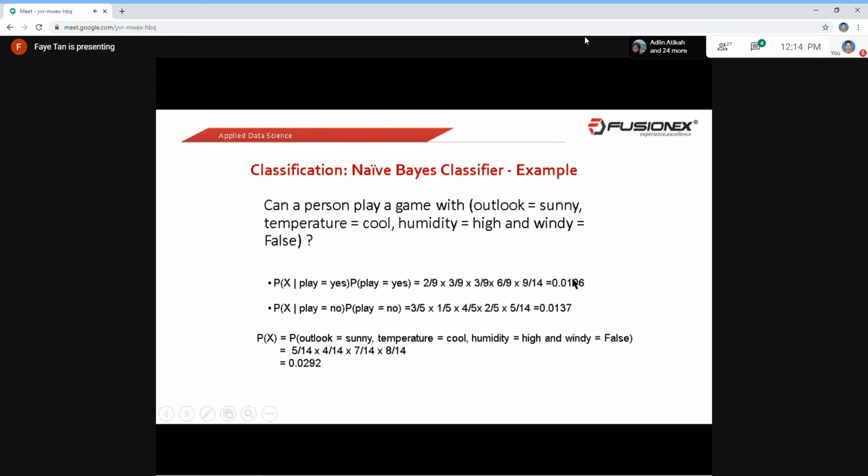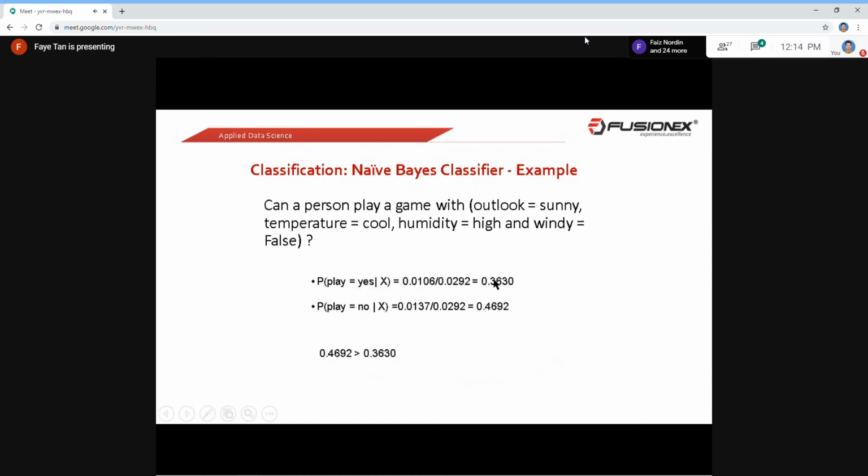Actually, they are not the actual probabilities yet, because you need a total probability of the evidence, for outlook sunny, temperature cool, humidity high, windy false. Only these 4 happen together. That gives you 0.0292. Then you take what you have calculated and divide by this 0.0292. Then it will give you the actual probability that it happened.